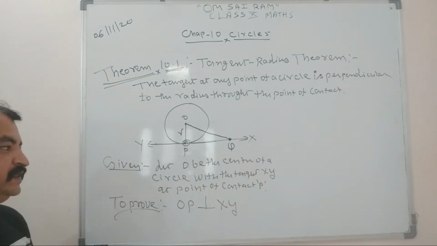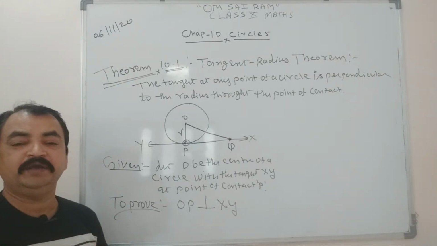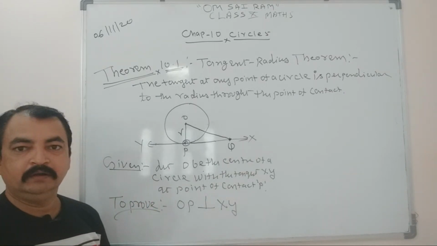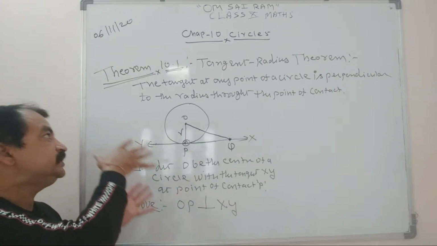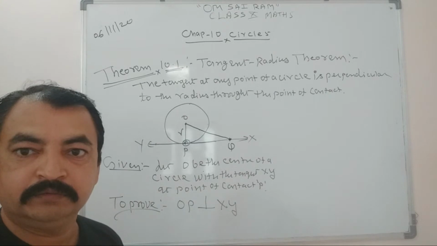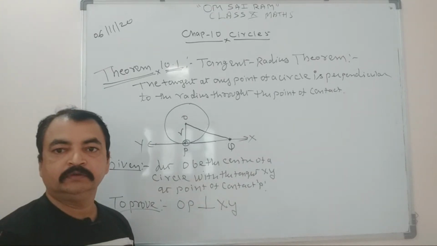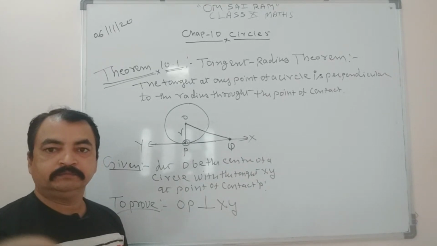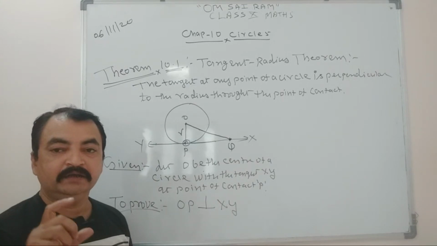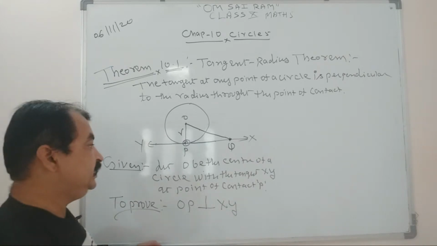So see children, this is a total argument, right? You don't have any mathematical expression to prove the first theorem, that is the tangent radius theorem, children. Okay? Got it? Now, how to begin the proof for the tangent radius theorem, children?